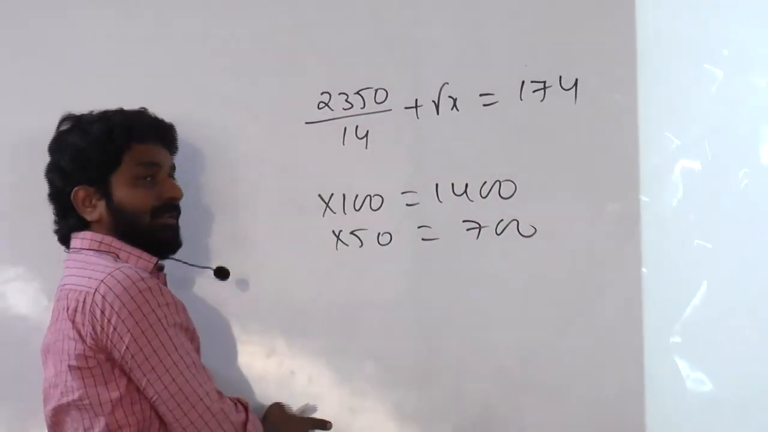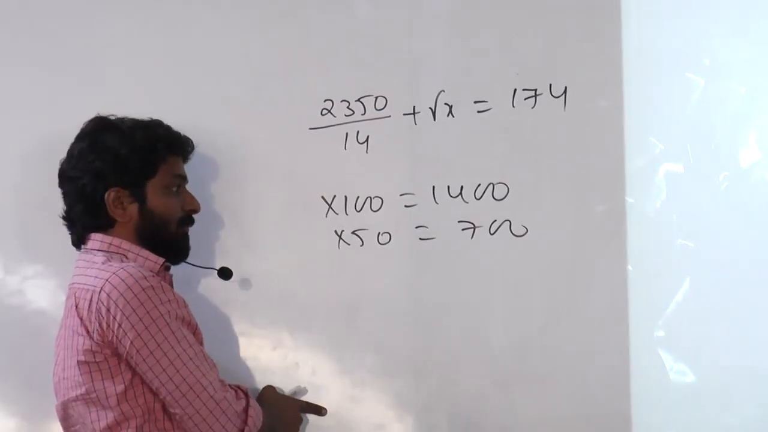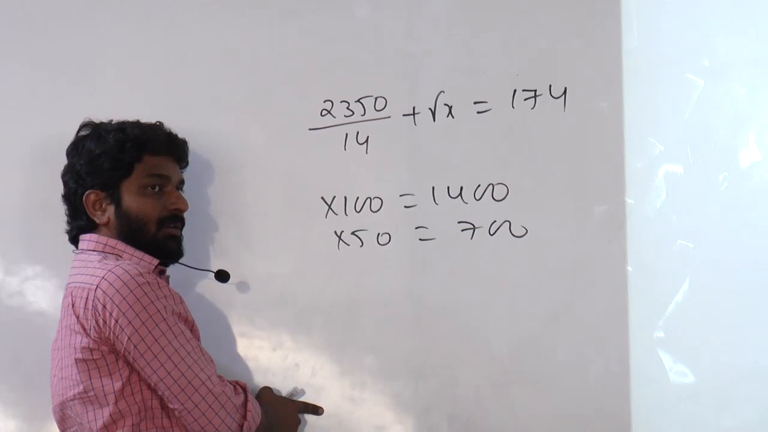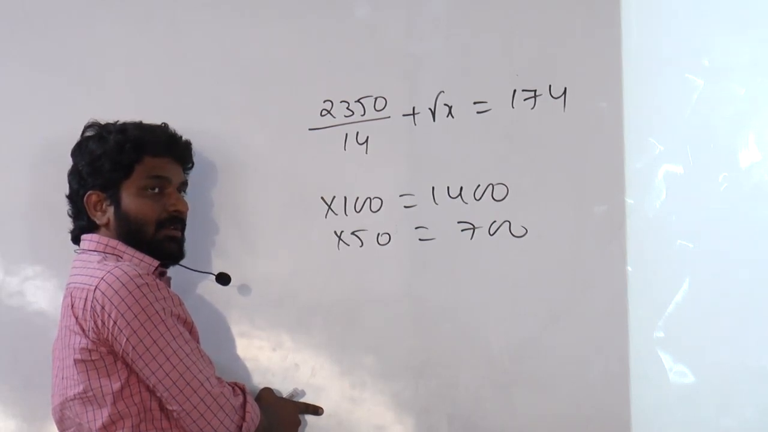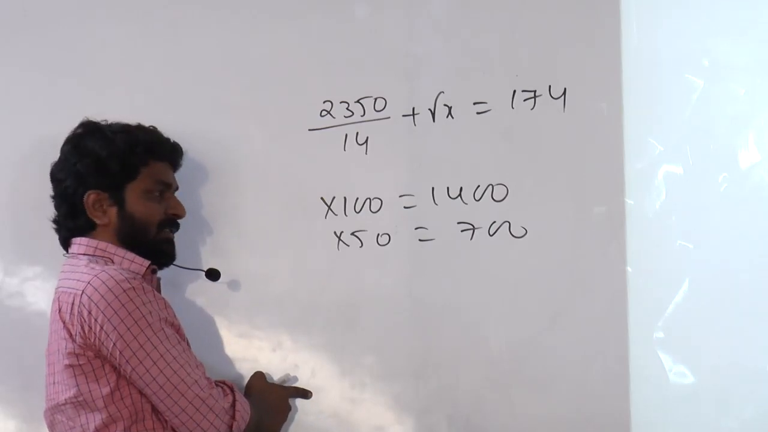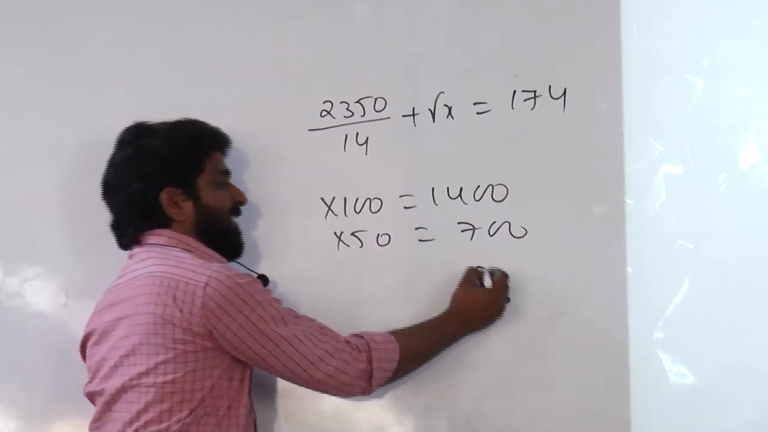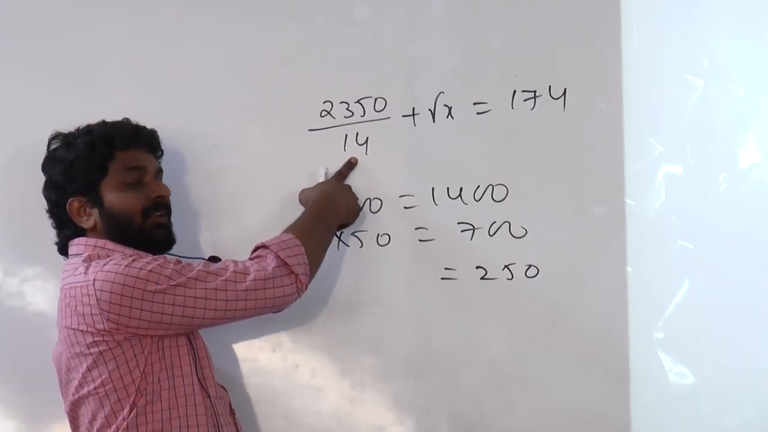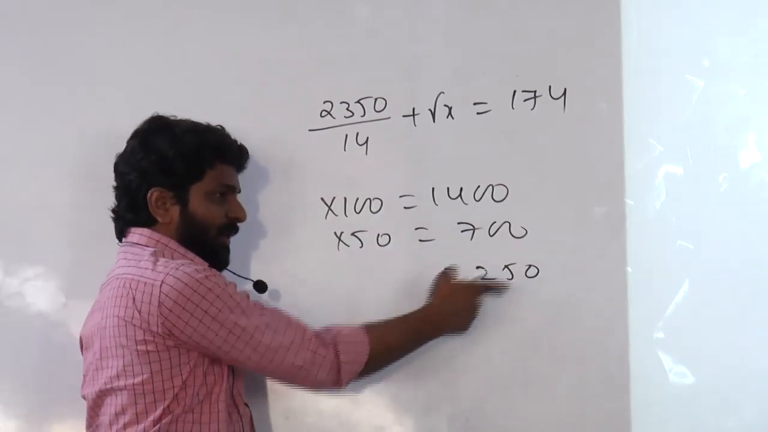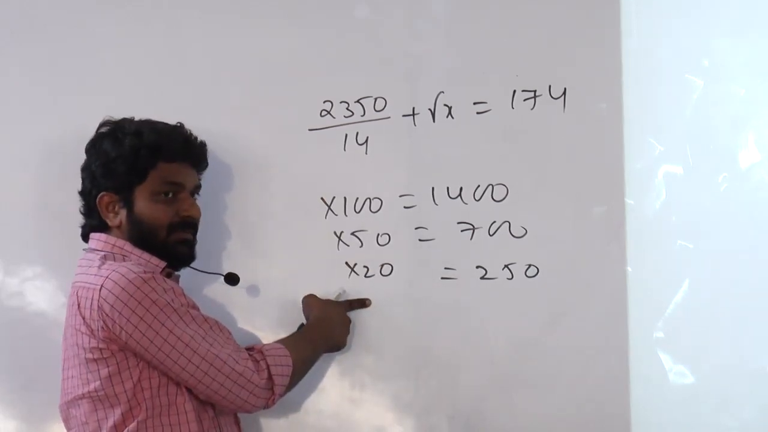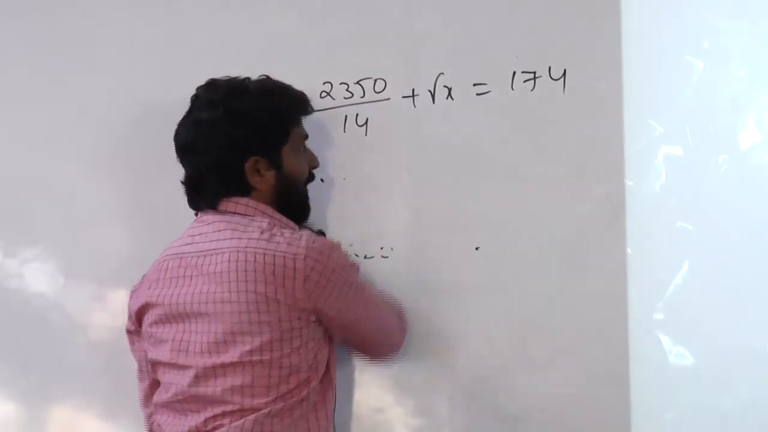Again you need to add 250. That will be near about 20 times. 10 times 140. 20 times 280. Approximate, near about. So this is again 20 times. Total 170. Take positive 170 to right hand side.